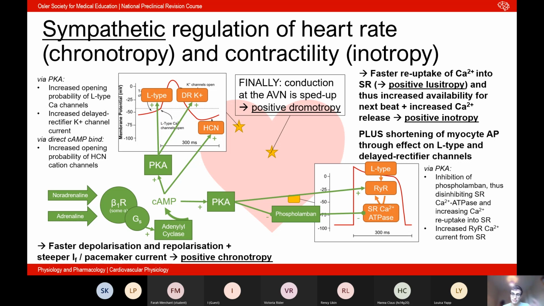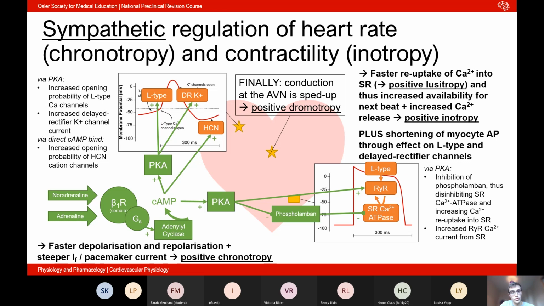So that means that depolarization and repolarization are faster, and that pacemaker current is also steeper and shorter, which generates positive chronotropy. These A's, by the way, I don't know why they're formatted funnily. I think they're just arrows. They should just be arrows. So this gives positive chronotropy, which is an increase in the heart rate.